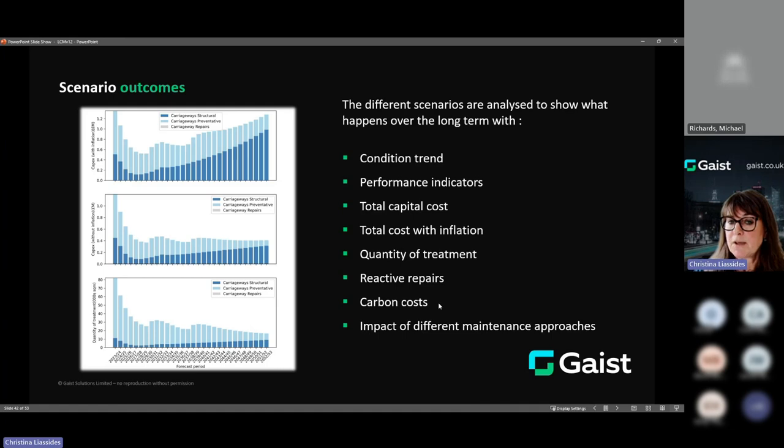Carbon costs we've spoken about, and I'll show you something there. And then down here, the impact of different maintenance approaches. And again, I'm going to talk a little bit more about that. So this is obviously your strategic overview for a particular scenario. So I want to do X over 40 years. What does that give me in terms of types of treatment, budget, and how much treatments?